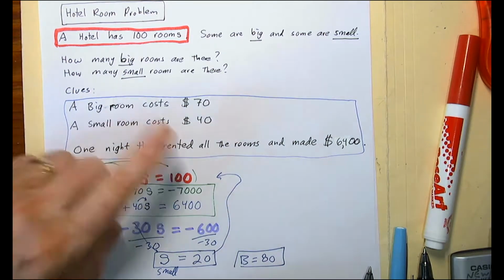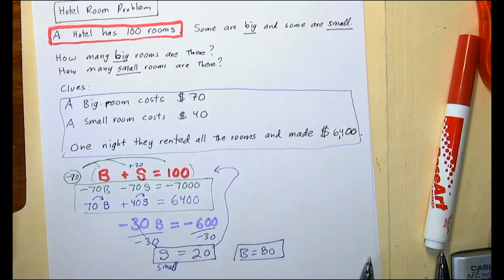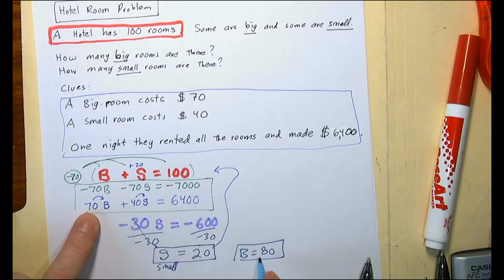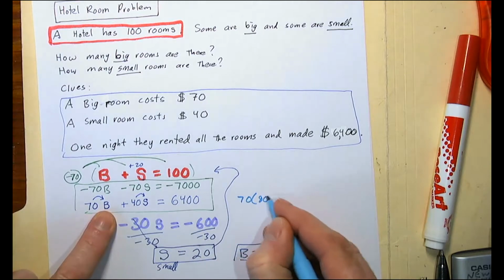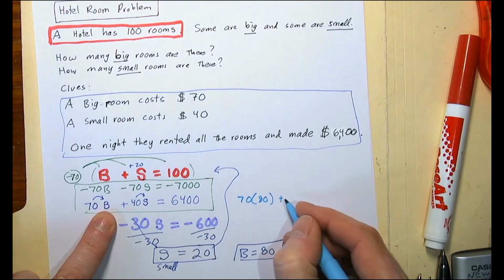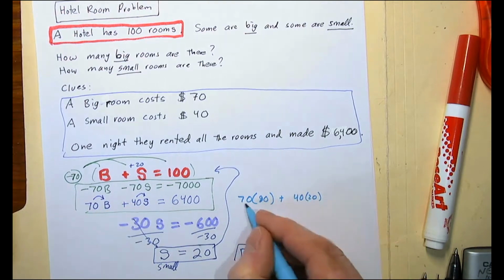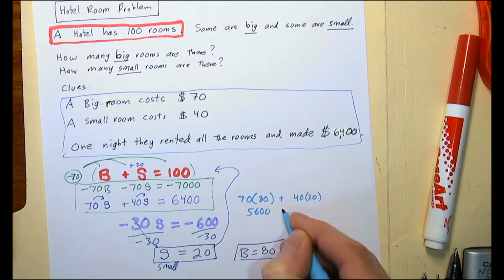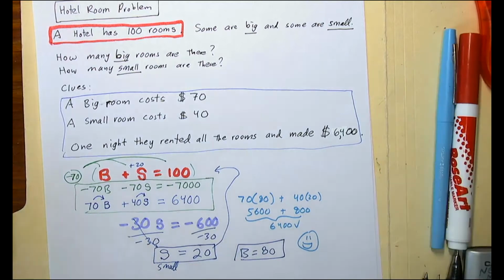How do you know you didn't mess up? Check it in the other equation. Check it in the money equation. Show me that money. Let's go to the money equation. If there were $70 a room and there's 80 rooms, for the big rooms, and $40 for the small rooms, and there's 20 of those, times this one, that's 5,600, times this, that's 800. And is that, yes, it works, right? Always check your answer. There's my answer. And I did the elimination, but see, it's my choice.